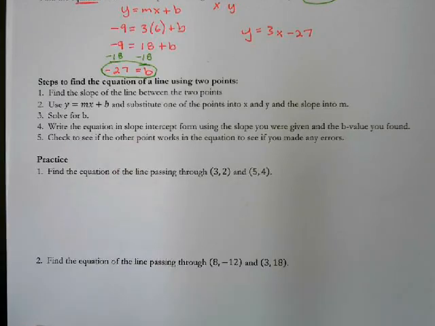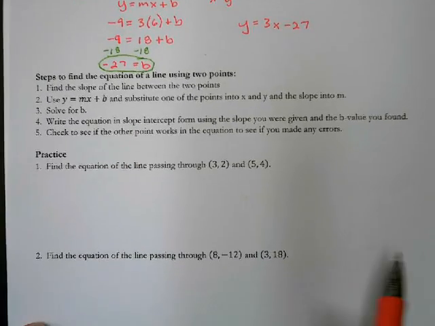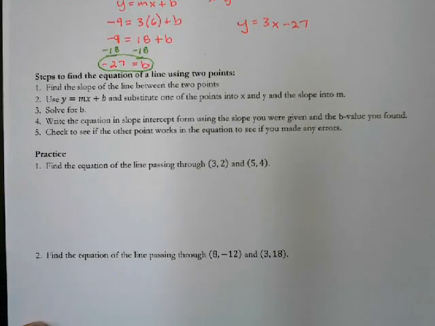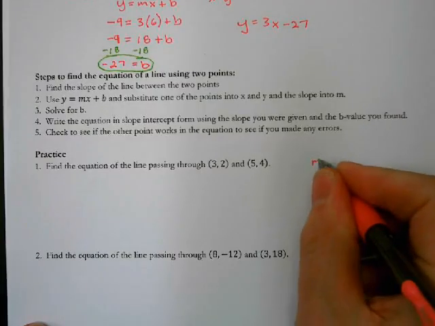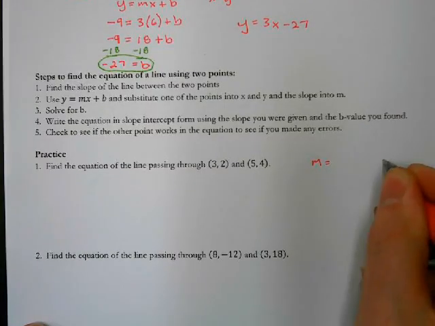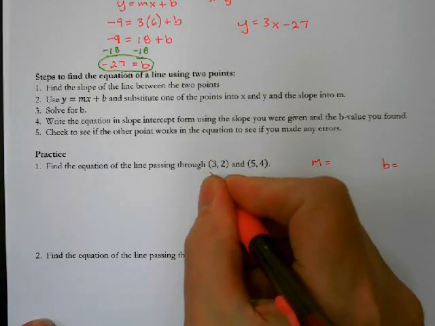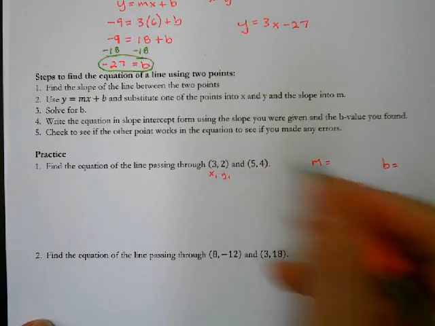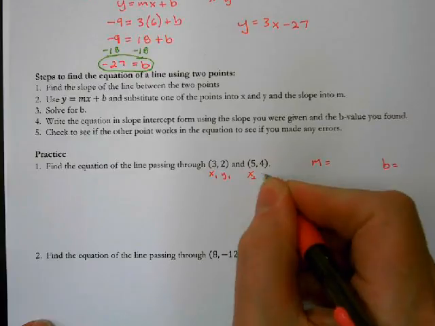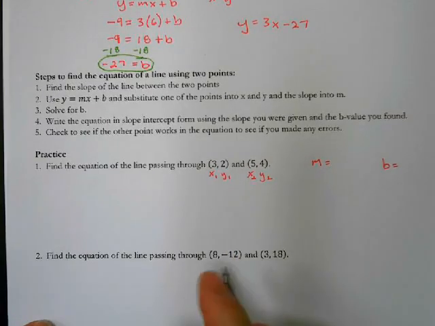So they have given me 2 points. Remember, I need M and I need B. They gave me neither one of them. So they gave me 2 points. I can still find M. So I'm going to call this x1, y1, x2, y2. So let's find M first.